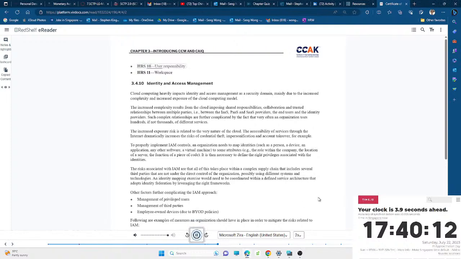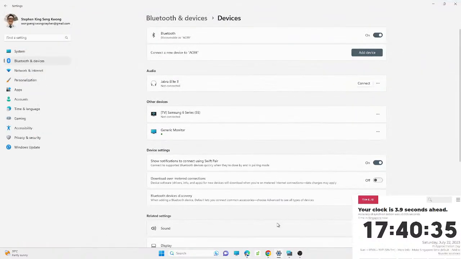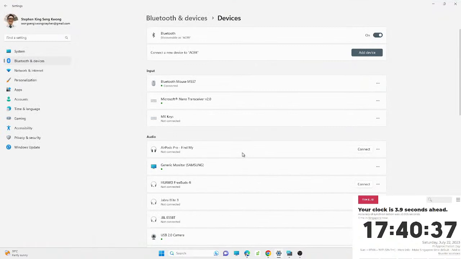HRS 10 User Responsibility, HRS 11 Workspace. 3.4.10 Identity and Access Management. Cloud computing heavily impacts identity and access management as a security domain, mainly due to the increased complexity and increased exposure of the cloud computing model. The increased complexity results from the cloud imposing shared responsibilities, collaboration, and trusted relationships between multiple parties, i.e., between the IaaS, PaaS, and SaaS providers, the end users and the identity providers. Such complex relationships are further complicated by the fact that very often an organization uses hundreds, if not thousands, of different services.